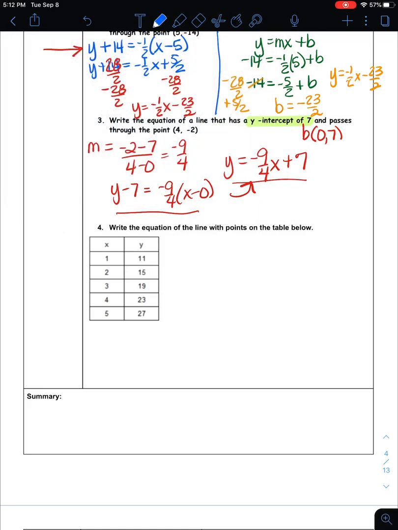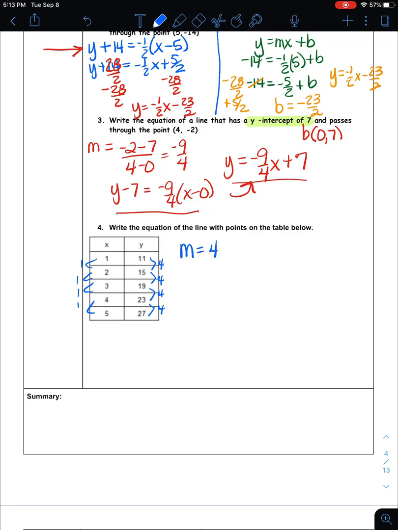All right, write the equation of the line with the points on the table below. So we need to know what our slope is. So you can pick any 2 points on the table. We do need to double check. I guess that's a difference of 4, a difference of 4, and a difference of 4. And these all have a difference of 1, which means that this is a linear line, okay? It is a straight line. So it has a slope of 4 over 1.